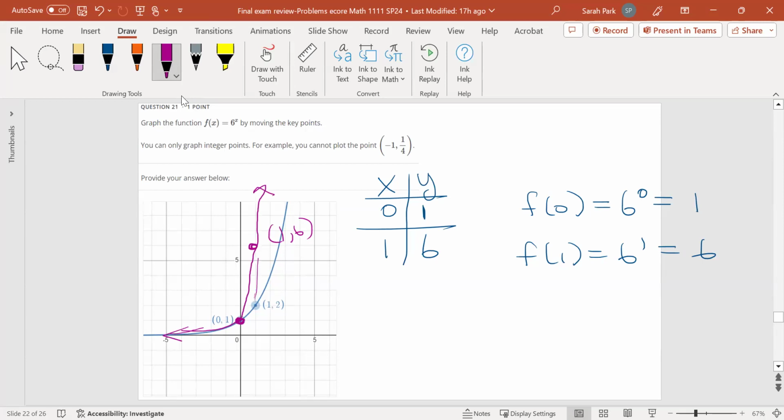So make sure you move. I can't do it on my screen because this is just a picture of a graph, but you can physically just move that point, just dragging it up to 1, 6.